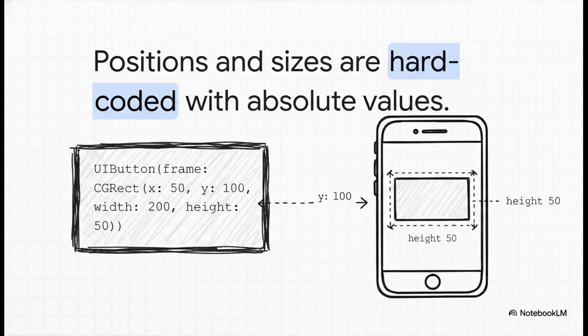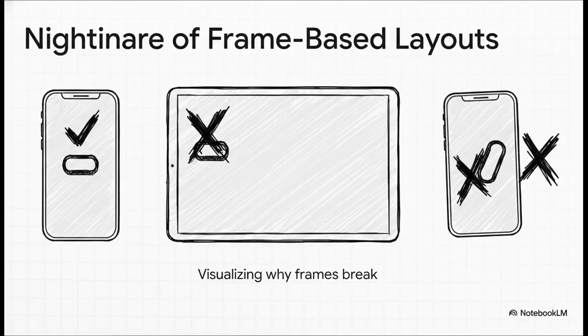And the code itself really tells the whole story. See those numbers? 50, 100, 250? Those are hard-coded. They're absolute. It's like saying, put this button exactly 50 points from the left, 100 points from the top, and I don't care what happens. Make it 200 by 50. Period.